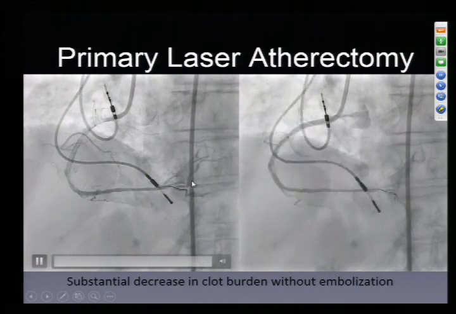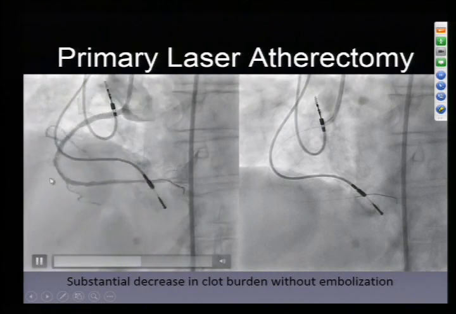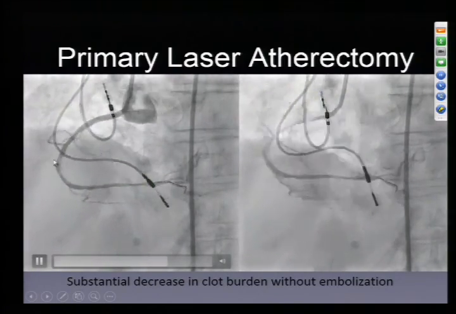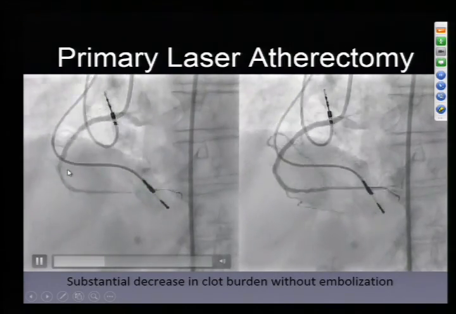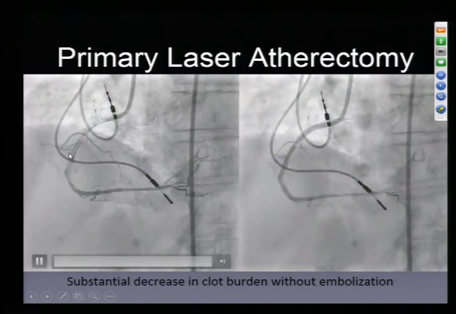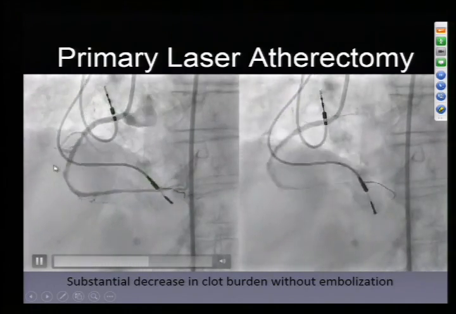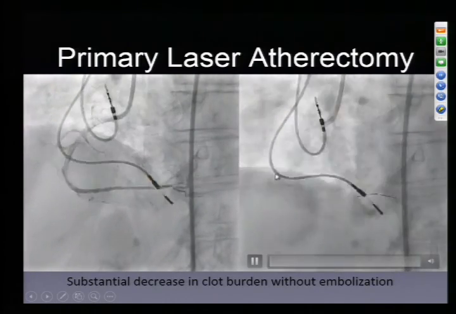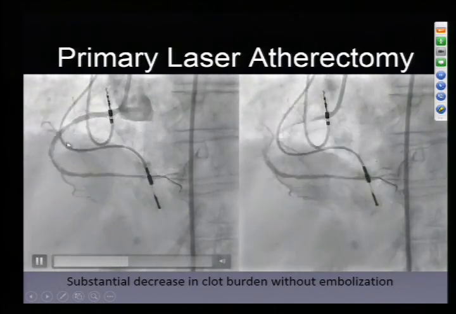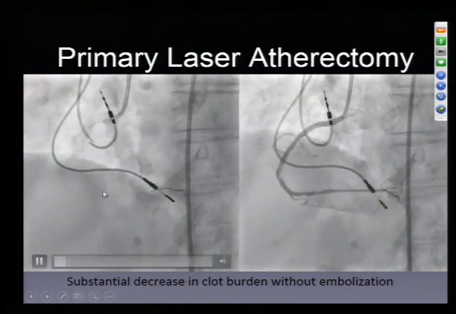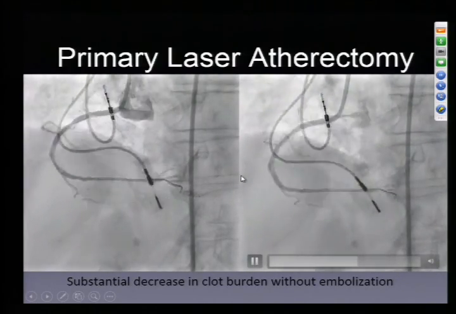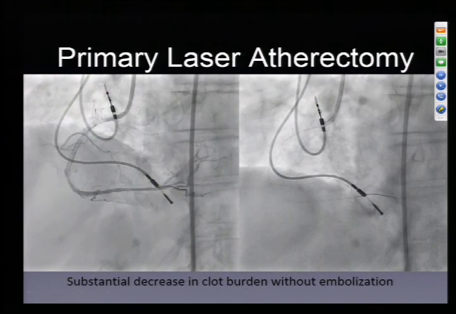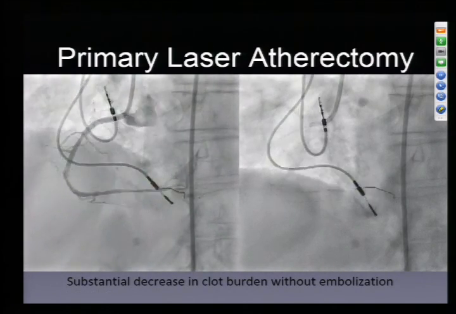you see that we've reestablished flow distally. There's still clot here, and there's still plaque, areas where it's hazy and less dark. So right here and here. And then even with the second one, there's still some of that, but it's much better. We see that we have good flow distally. We haven't embolized any of that large amount of thrombus distally. This is really the benefit of doing a primary laser atherectomy and thrombectomy.